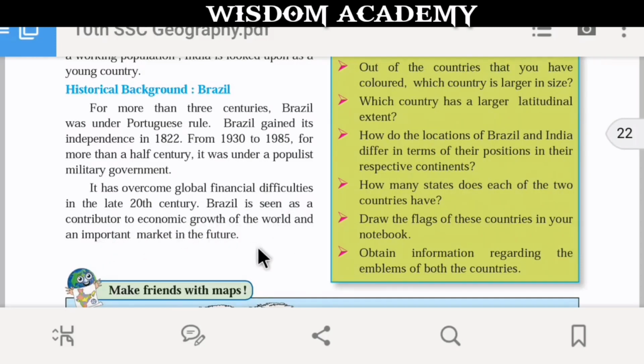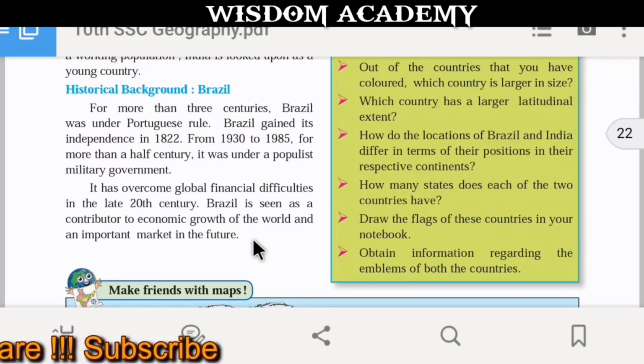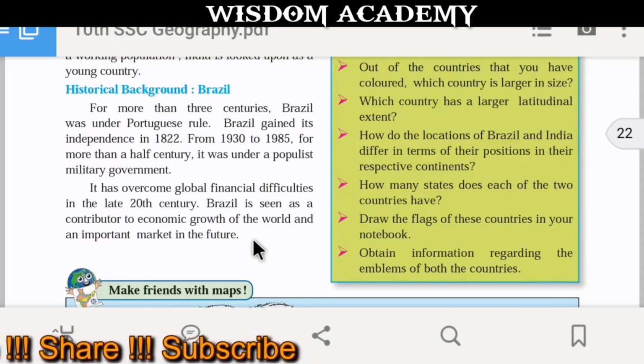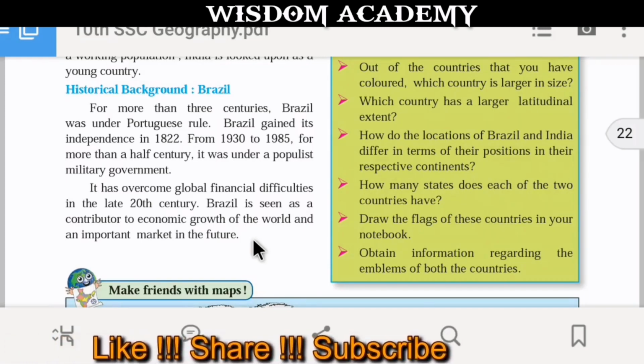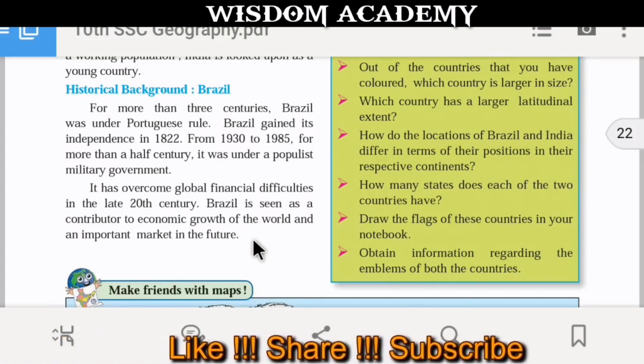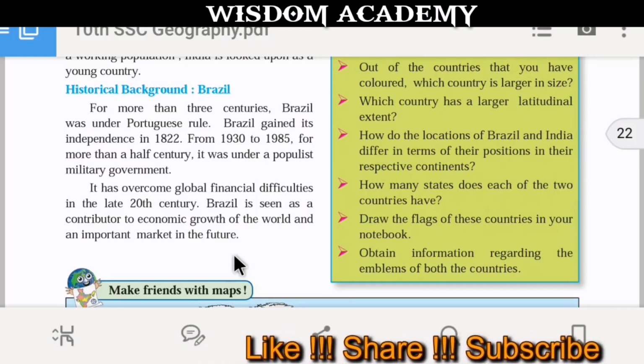So Brazil is also a developing country. It is part of BRICS. So it is part of BRICS and it is a developing country. So now as India has become the world market, Brazil is also becoming world market. As more and more people are becoming richer and they are getting money and they are getting jobs in Brazil. So in future Brazil will become an international market or global market.